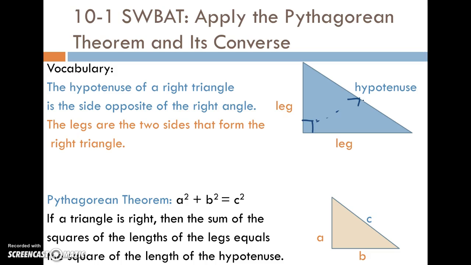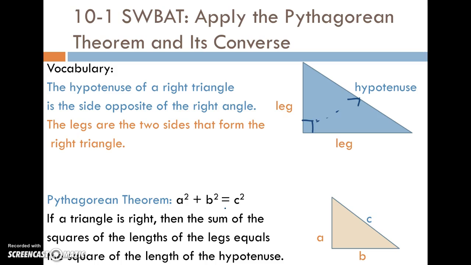Next thing I want you to know is the Pythagorean theorem. We will only be able to use this if it's a right triangle. If it is a right triangle, then the sum of the squares of the lengths of the legs equals the square of the length of the hypotenuse. Sounds risky, but it's really not. If these two are the legs, then the Pythagorean theorem says a squared plus b squared equals c squared. The legs squared and added together are equal to the hypotenuse squared every single time.